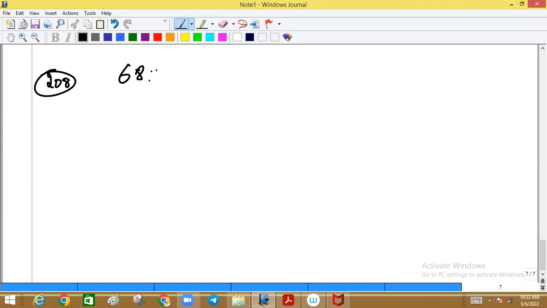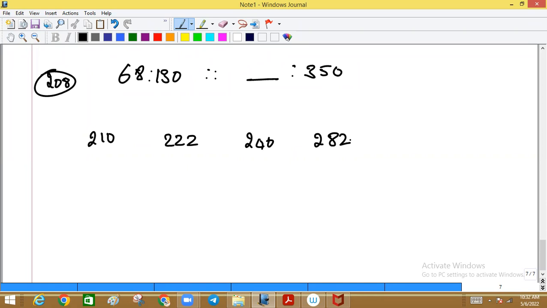68, 130, 350. See the options. Your options are 210, 222, 240, 280.